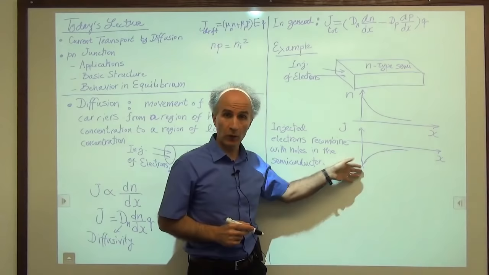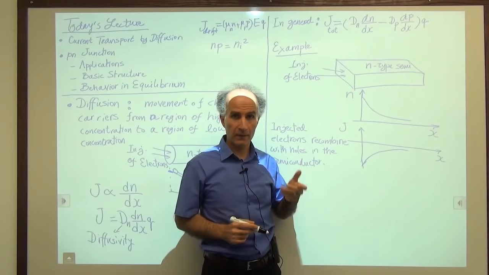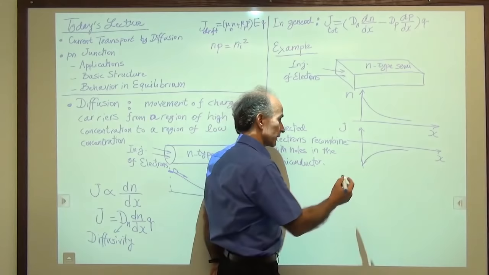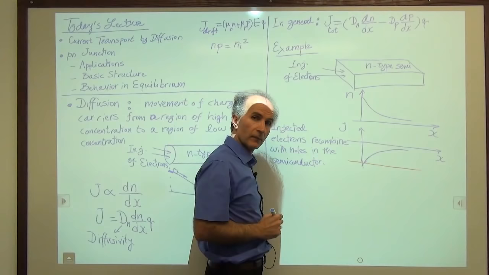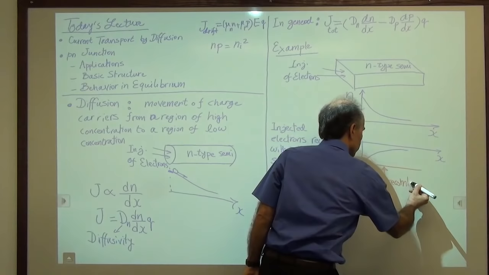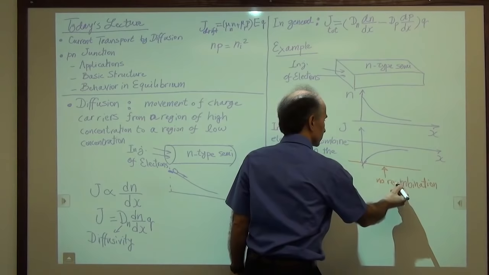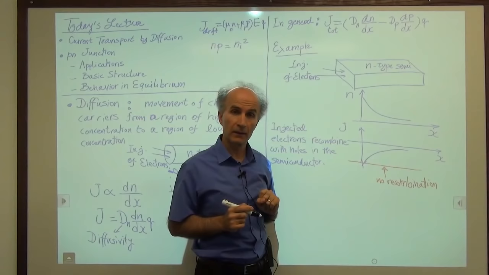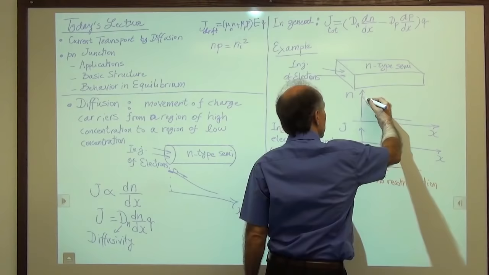Okay, so if we work backwards, if we know that there is no recombination because we don't have that many holes in the semiconductor, then the current carried by electrons has to be constant. It cannot go like this. So the current has to be, for example, something like this. So this is the case of no recombination. Now we work backwards. If J is constant like this, what should N look like? N should be a straight line with a negative slope. So N has to be like this. So that is the case of no recombination.